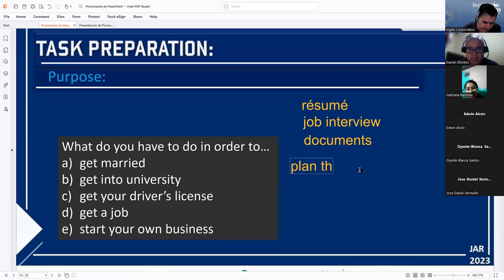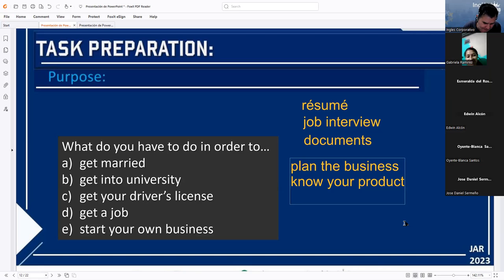Plan the business. You have now the product to sell? Exactly. Plan the business, know your product. What else? Save money for the business. Excellent, save money. Without money, nothing happens. You have to save money.